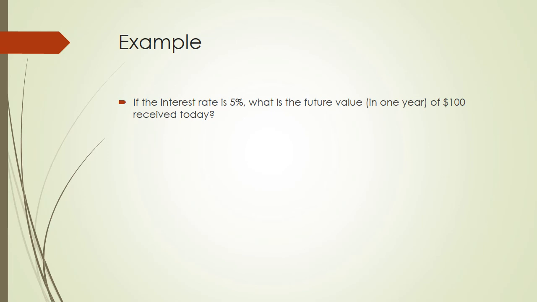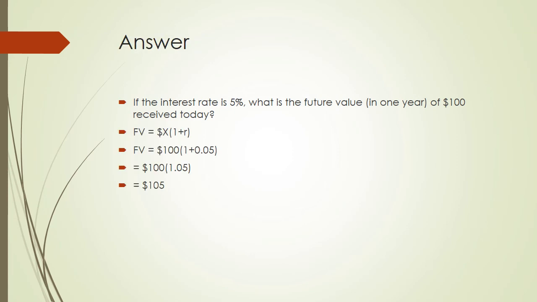All right, so if the interest rate is 5%, what is the future value in 1 year of $100 received today? So go ahead and pause that, calculate that, figure out your future value. All right, our answer, we're doing $100 times 1 plus 0.05, 5%. So it's $100 times 1.05, and it equals $105. So the future value of $100 given to you today in 1 year is $105.